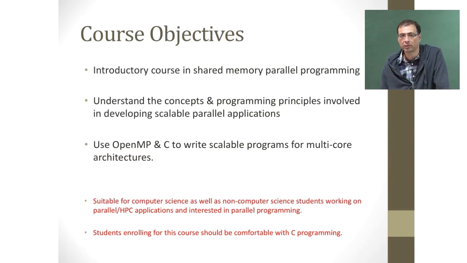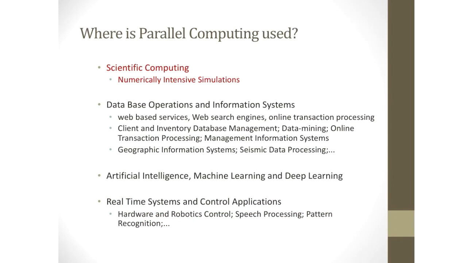This module is going to be on Introduction to Parallel Programming in OpenMP. Where do we use parallel computing? Scientific computing is one huge area where parallel computers are used. This is primarily to solve numerically intensive simulations. Parallel computing is used heavily in database operations and information systems.